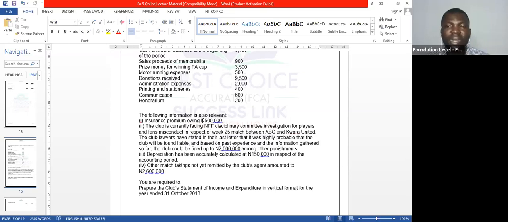Now what are they giving us in this additional information? It means that what they expect us to do is recognize the 2 million as an expense for the period. It's like a provision. We have not incurred it yet, but because we are preparing an income and expenditure account, you must recognize it. You must make provision for it. You display it under your income and expenditure account, then the second leg will be under your current liabilities. So you debit your income and expenditure account, then you credit your current liabilities account.